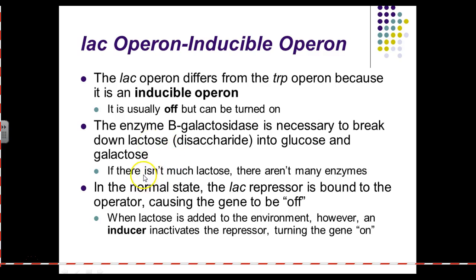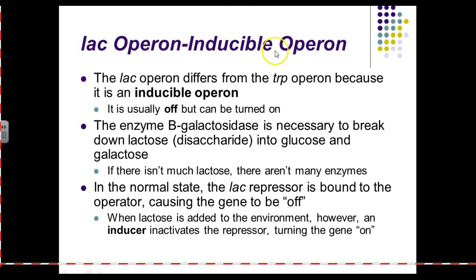And if there isn't much lactose present, then we would not need this beta-galactosidase enzyme to digest it. But if there is a lot of lactose in the environment, then the bacteria want to use it for energy, so they would need to produce a lot of this digestive enzyme, beta-galactosidase, to actually break it down.